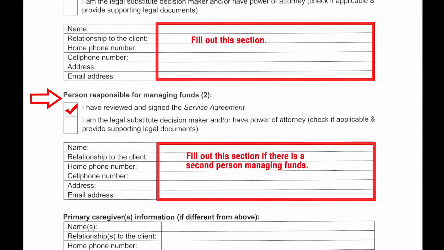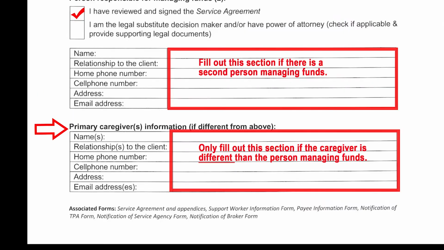Afterwards, the bottom box, primary caregiver's information is different than above. So if the primary caregiver is not the person managing funds, you would be filling out this box. If it is the same information as person managing funds, you would leave that blank. So once that front page is done, I'm going to ask that you flip the back of the page.